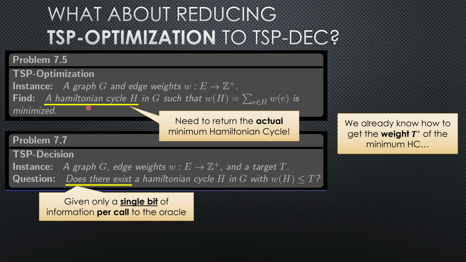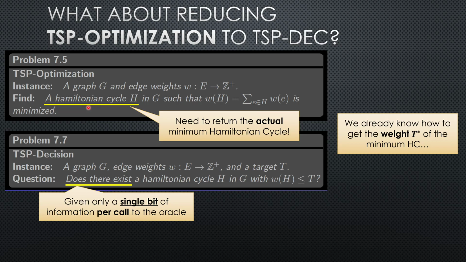So first of all, we saw last time how to get the weight T star of the minimum Hamiltonian cycle, right? And so if we reduce getting the actual optimal value, that weight of the minimum Hamiltonian cycle, to TSP decision, then, okay, we can solve for the minimum weight of a Hamiltonian cycle. So we can get that. We can get T star.